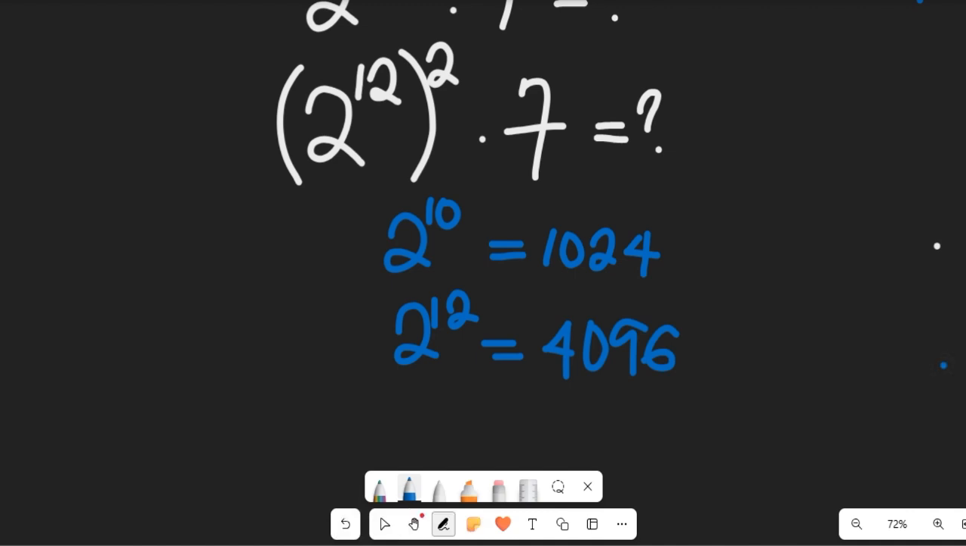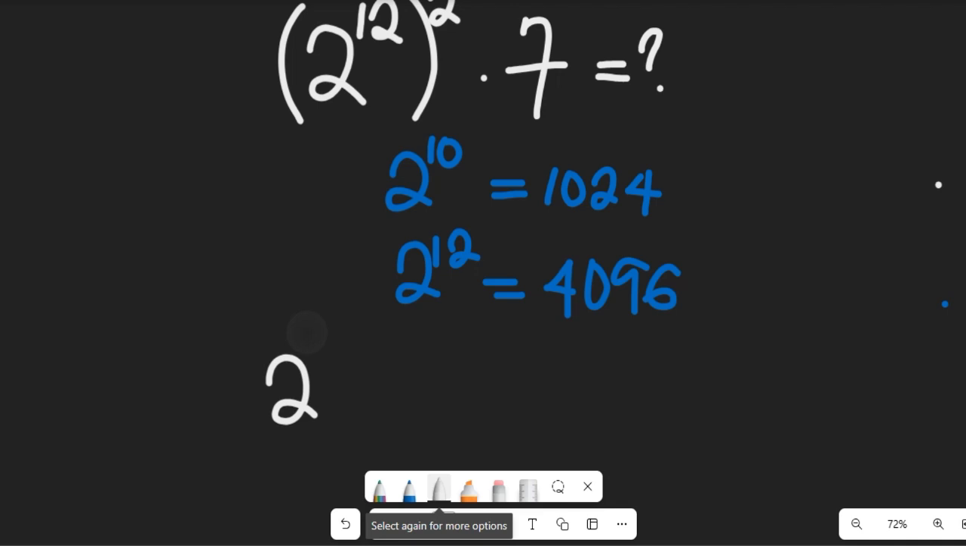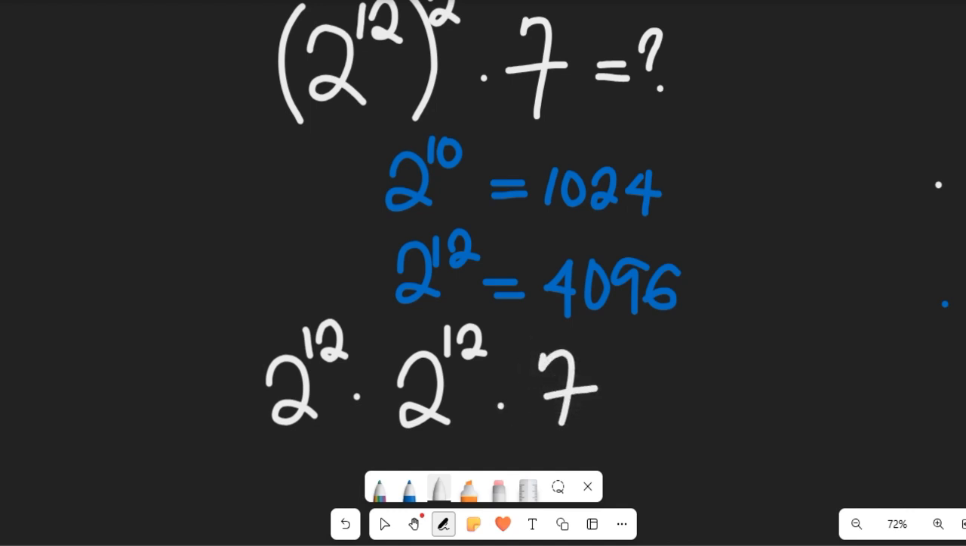So if we apply it there, we're going to have that expression to now give us that expression. Since we have 2 to the power of 12 to the power of 2, we can break down that expression to give us 2 to the power of 12 multiplied by 2 to the power of 12. It is squared, multiplying 7, a way of expanding that, and this will give us what?